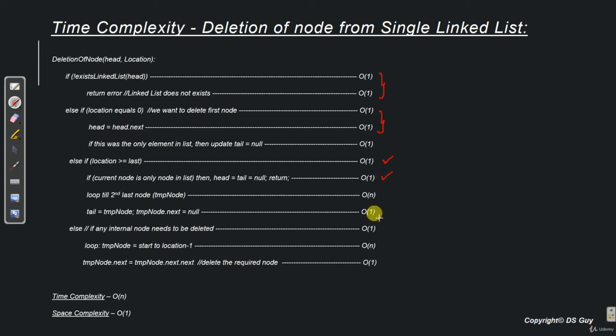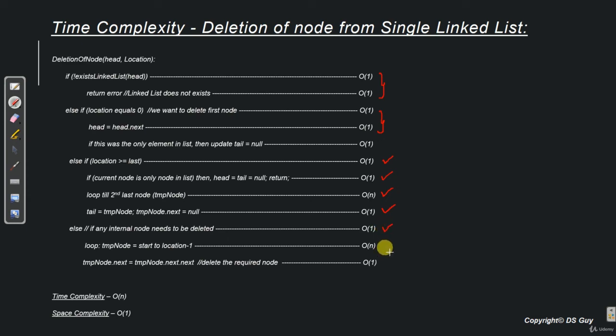But in case the last node is not the only node in the list, in that case we have to loop starting from the first node till the second last node. So that will take order of n time. Then we update some reference variables, that will take constant time. Going into an else block will take order of 1 time.